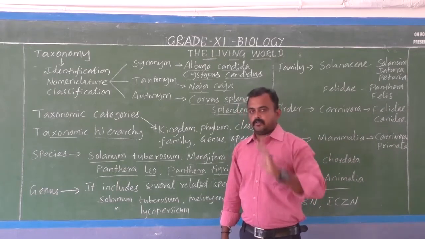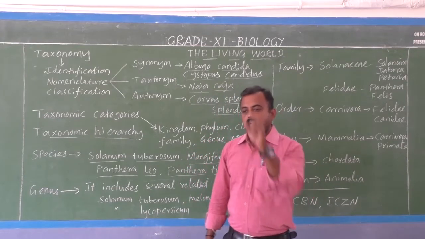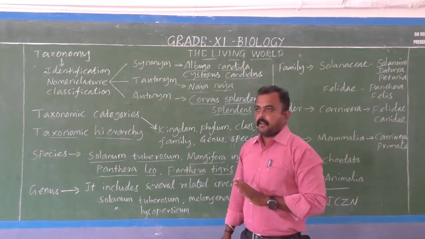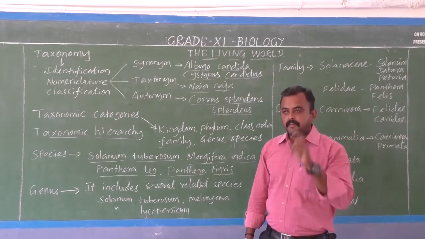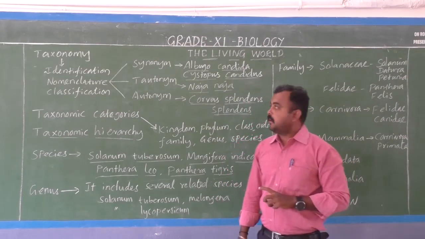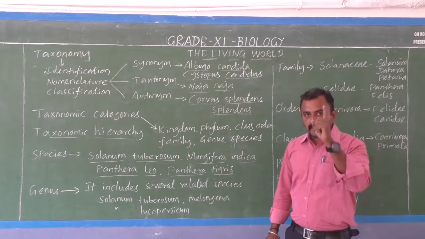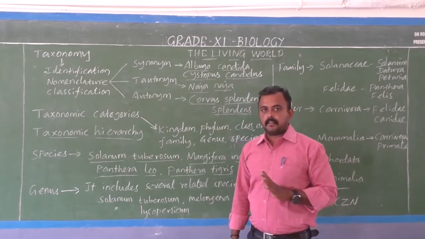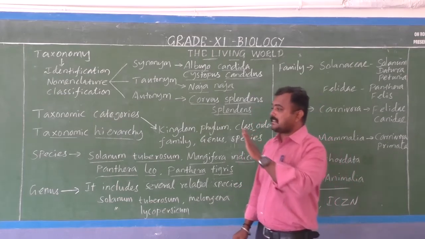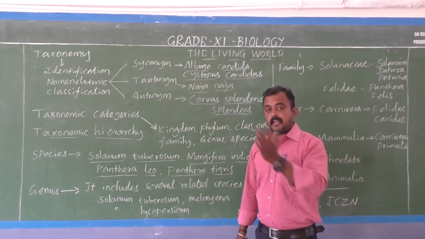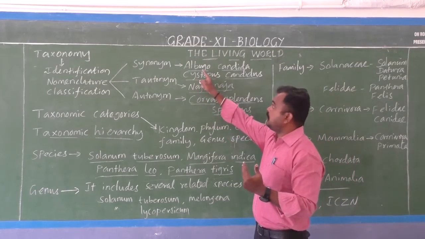For example, take 2015. In 2015, one scientist doing research on fungi gave the scientific name Albugo candida. So the first scientist has given one scientific name on fungi. He has identified it and given a scientific name with two names. So it is binomial nomenclature.